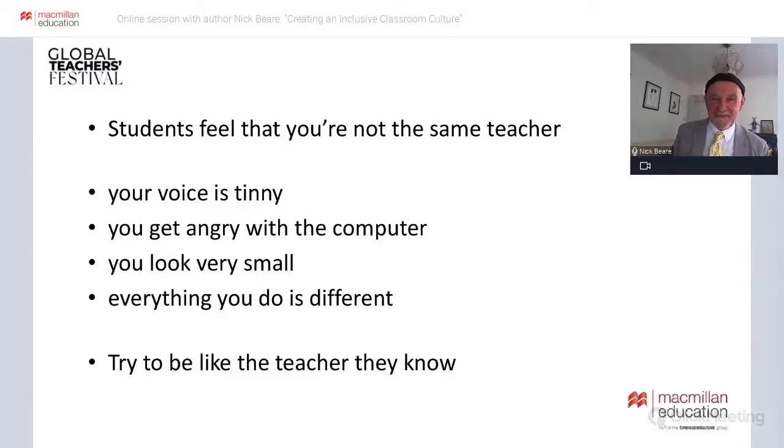You get angry with the computer. Oh, what's happening? What's happening? Yeah, okay. You look very small. That's another thing. I mean, they're used to a teacher, not a little teacher like that. Everything you do is different. You're different when you're doing this.